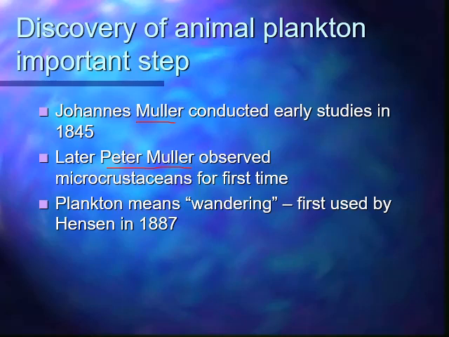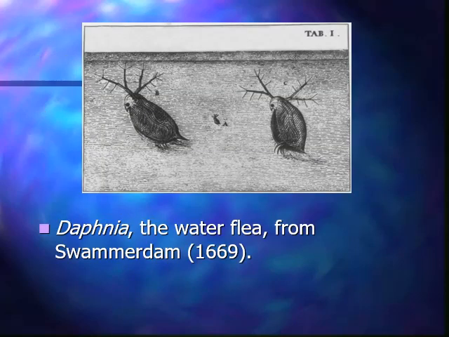The term plankton, which is important, came from the Greek for wandering, and it was first used by Hensen in 1887. So we have all kinds of different terms now that incorporate the word plankton. Zooplankton for the animal part, phytoplankton, nanoplankton for tiny ones, net plankton for ones you can catch with a certain size net. Here's some zooplankton. This would be the microcrustacean Daphnia, the water fleas. And you can see this is a very old illustration from 1669.